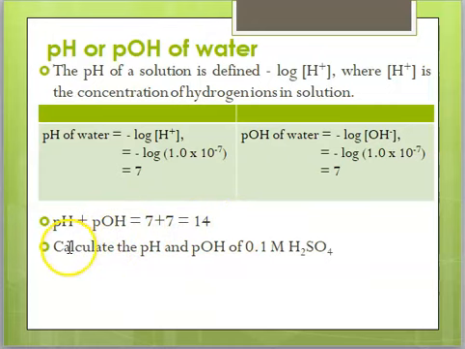Now, of course, you can calculate the pOH and pH, but for the concentration of hydrogen ions, when it ionizes, it can become times 2 from mole ratios. So you can come up with that one.